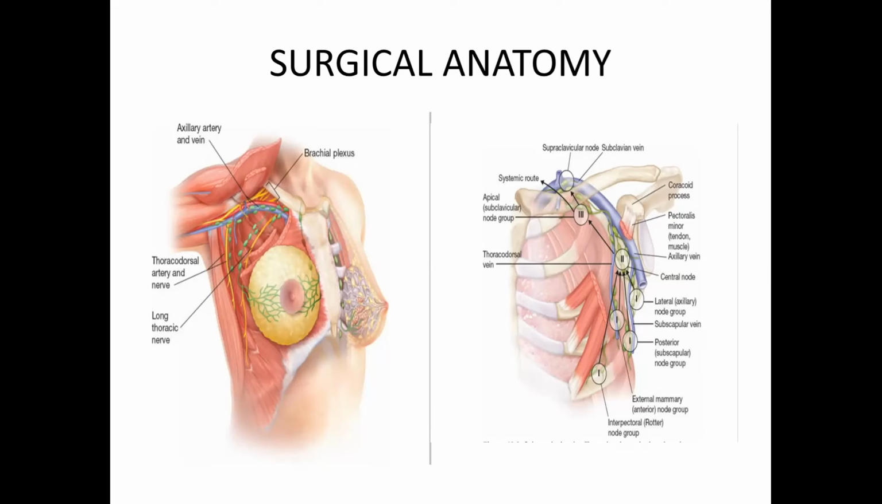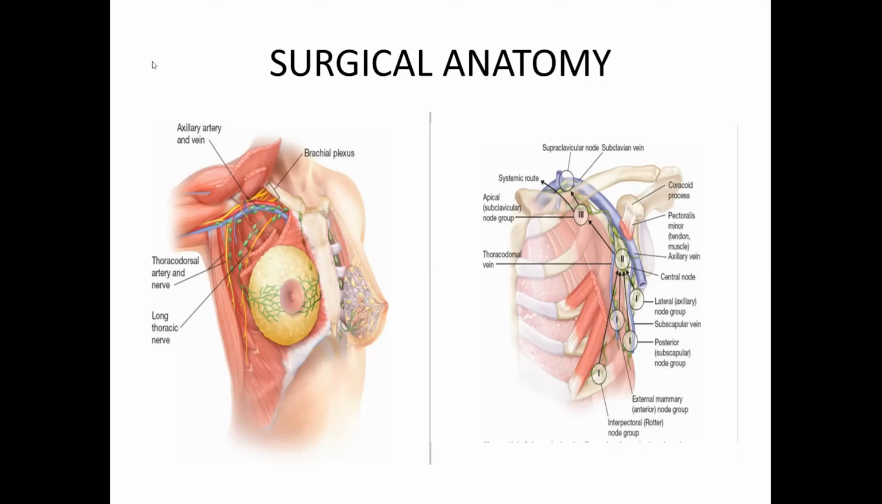The content of the axilla is mainly loose areolar tissue and mostly the lymphatics, which drain the breast and then cephalad into the systemic circulation.